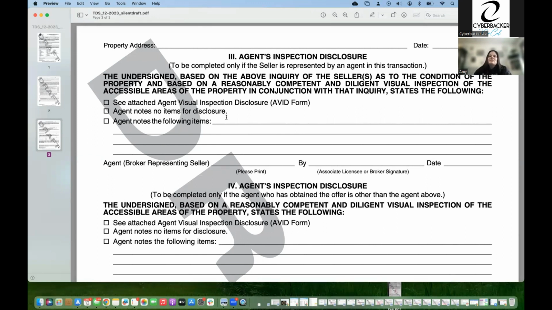The transfer disclosure statement is now considered complete as long as all the questions have been answered, the dates and the signatures are done. Super simple. And then you can do your AVID later on as soon as you are in contract. So just a little side note there. So that's the TDS and the SPQ, those updates. Let's move on to our next forms update.